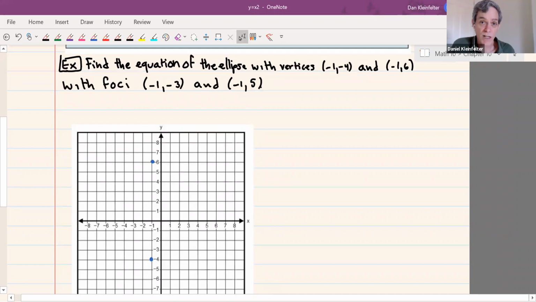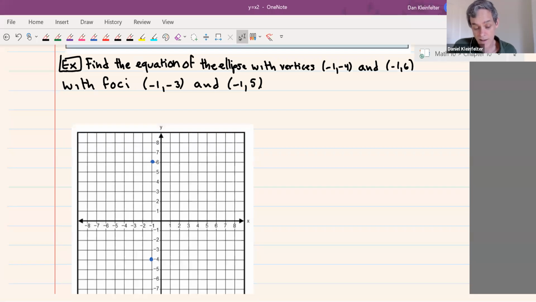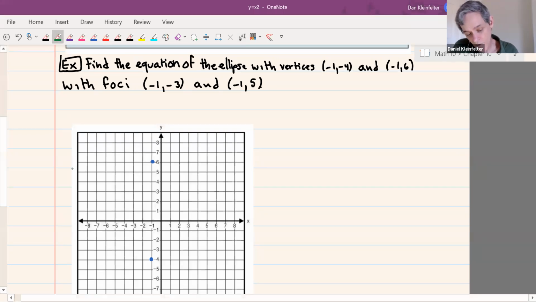All right, so those are the vertices, and so it's pretty clear that our ellipse is not centered at the origin anymore, right? When your ellipse is centered at the origin, the vertices lie along one of the coordinate axes, and here it does not. Okay, we also have the foci. The foci are at (-1, -3) and (-1, 5). Okay, notice that they're both 1 unit away from a vertex, and that has to happen.